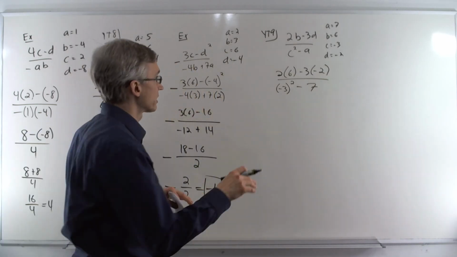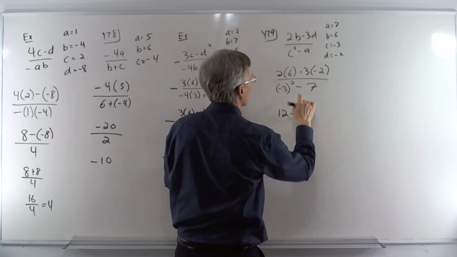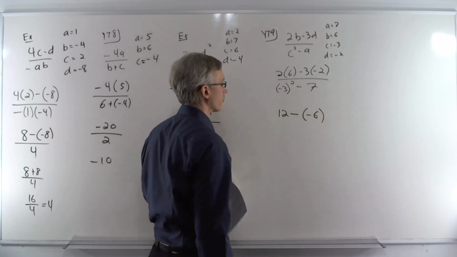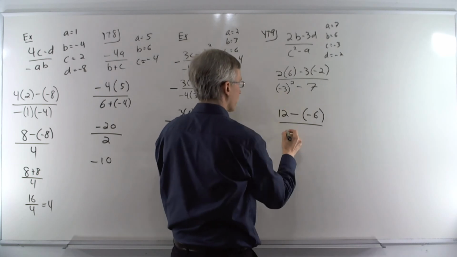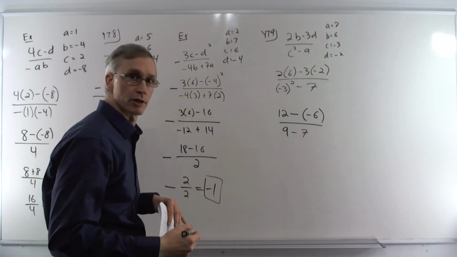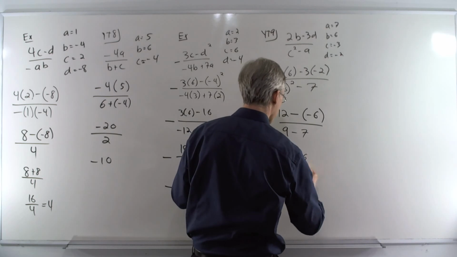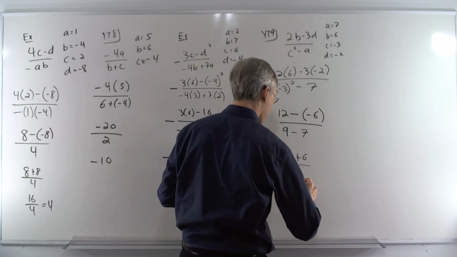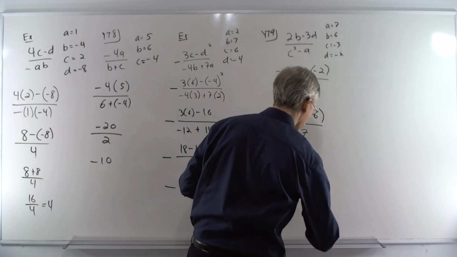Now, order of operations on top, we got multiplication over here, so that's going to be 12, subtracting, and then we can go ahead and do this multiplication to get negative 6 on the right. And over here, negative 3 squared, that's positive 9, so 9 minus 7 on the bottom. Now the top is going to convert to addition, subtracting a negative turns into addition, so 12 plus 6 over 2 will finish off the denominator. Adding together the top, that gives us 18 over 2, or 9.